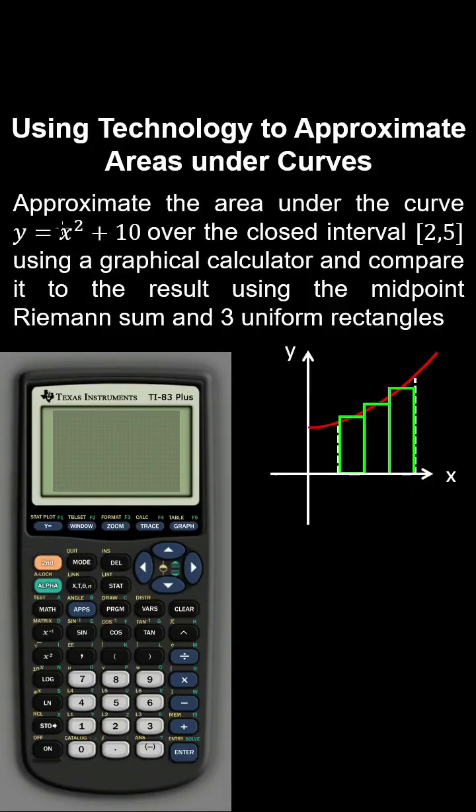Let's approximate the area under the curve given by this function over the closed interval from 2 to 5 using a graphical calculator, and we'll compare the result with that of the midpoint Riemann sum using 3 uniform rectangles. So if we enter the function for our curve and graph it, and then we could do a second function, calculate, and select 7 for the integral, and our lower limit would be 2, and upper limit in the interval would be 5. So that gives us an area under the curve of 69, which is going to be very close to the exact result because the calculator uses a much better approximation.